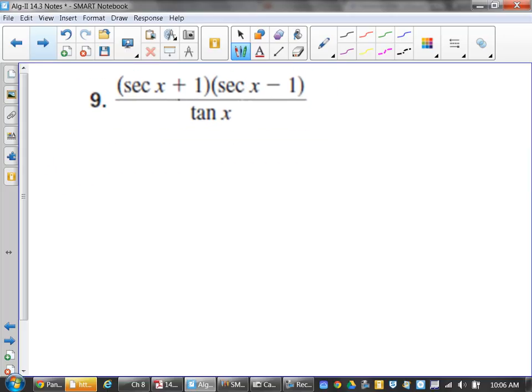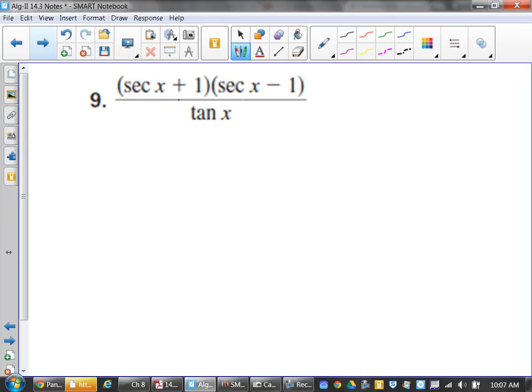Simplify. Wait, what do you do with the other side? Okay, we're just simplifying this one. Wait, Ben, that one we're verifying. We wanted to show that it's equal. You're not solving, you're just showing it. Got it. Simplify. So we have secant plus 1 times secant minus 1, all over tangent.